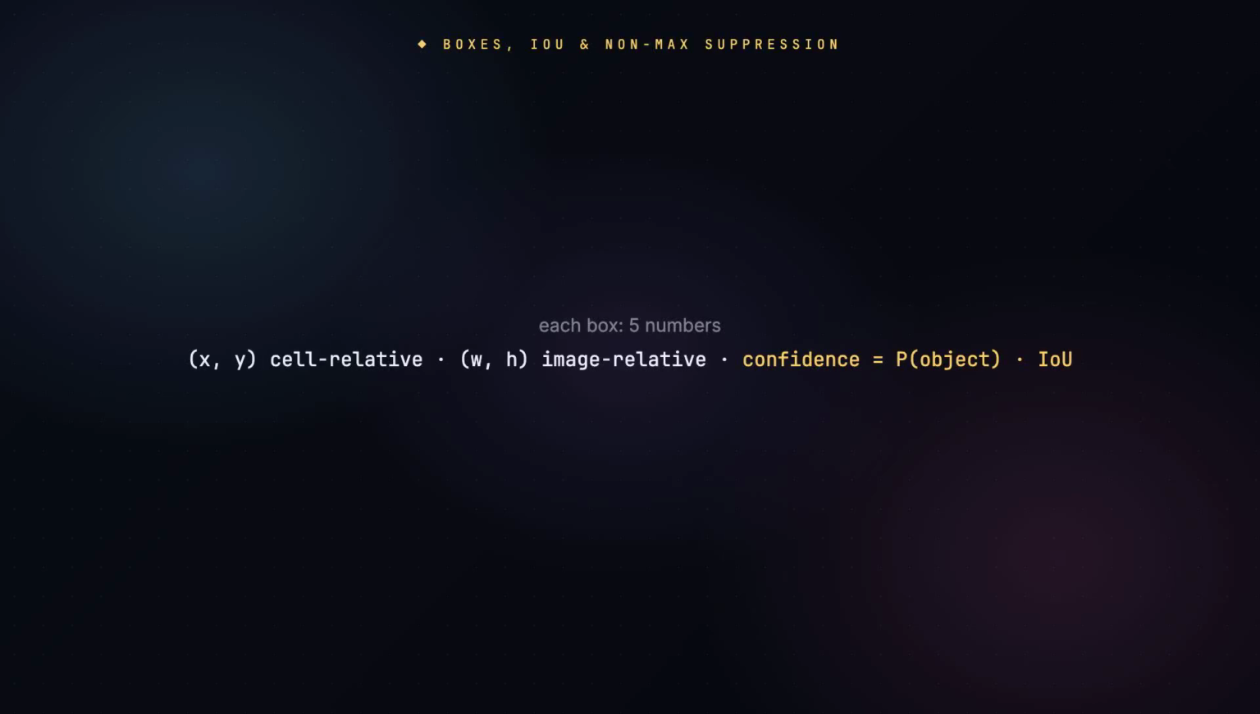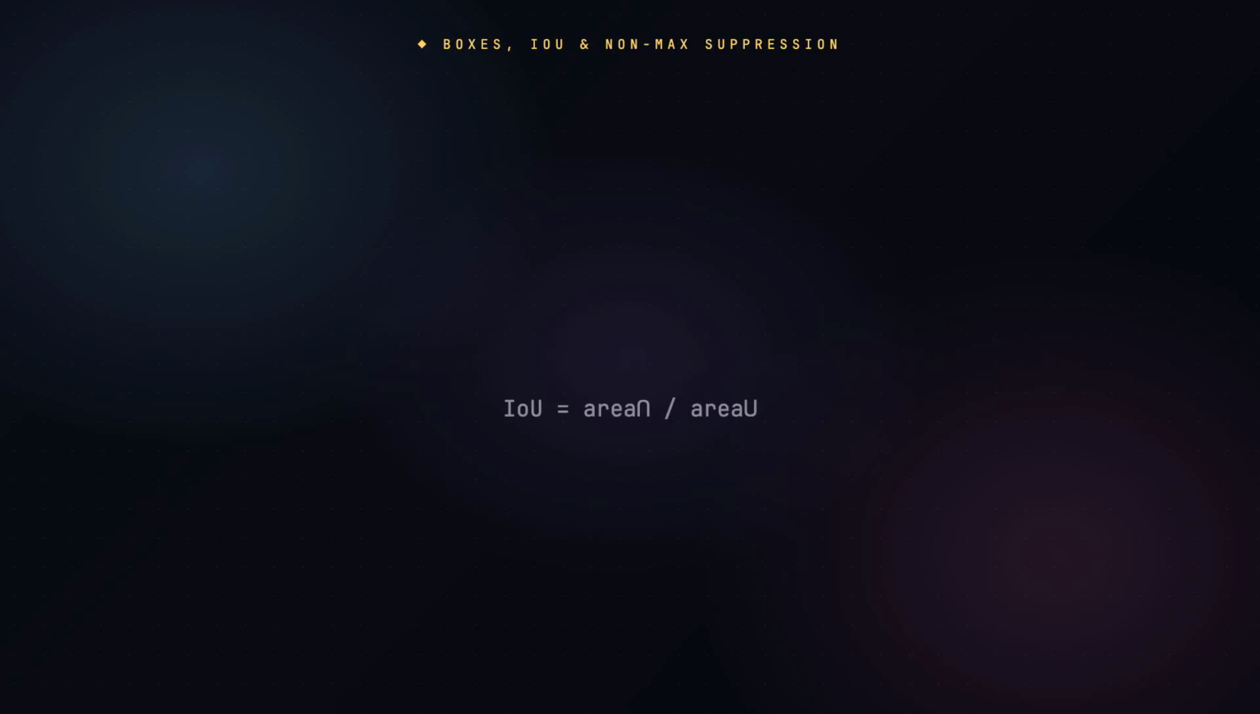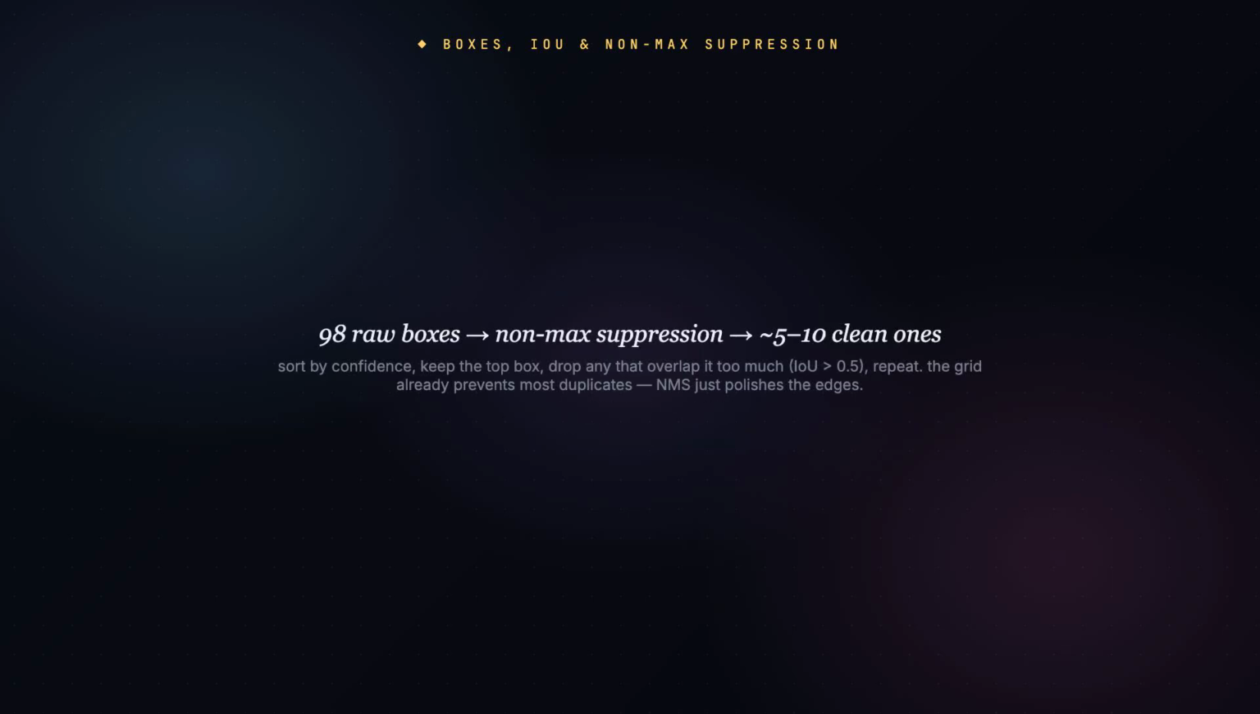Each box is 5 numbers: a center relative to its cell, a width and height relative to the image, and a confidence, the probability an object is there, times the IOU. One number for both: is something here, and how good is the box? IOU itself is the intersection over the union of two boxes, the universal quality metric. YOLO produces 98 raw boxes, and non-max suppression trims them to a handful. Sort by confidence, keep the best, drop anything overlapping it too much, and repeat.